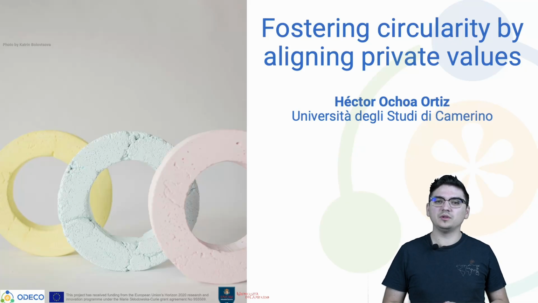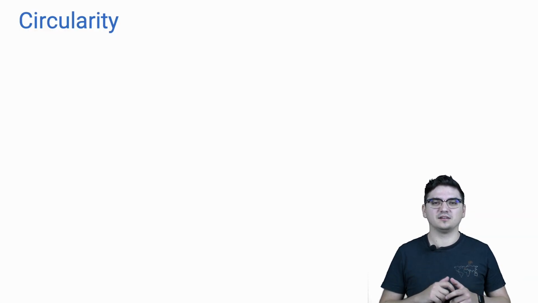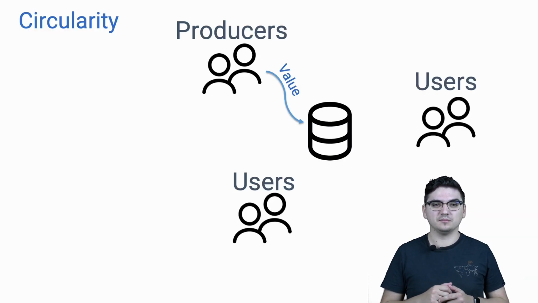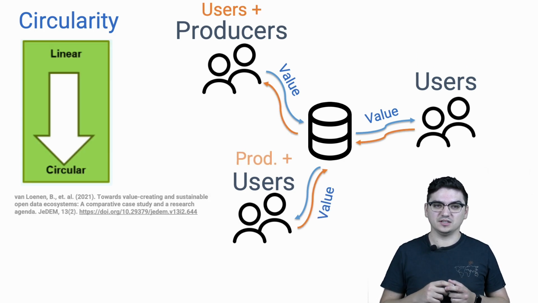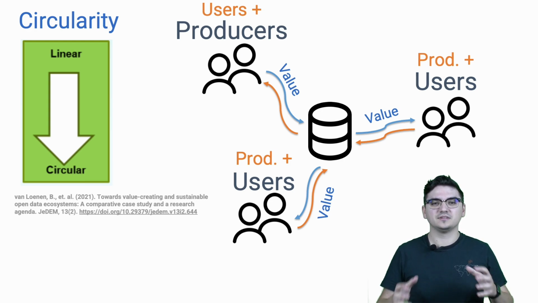Hi, today we will discuss how to foster circularity within open data ecosystems by aligning private values to data and value contribution. But first, we have to define circularity. In a linear open data ecosystem, producers create value, which users then capture. Meanwhile, in a circular ecosystem, all actors are able to capture and create value simultaneously.